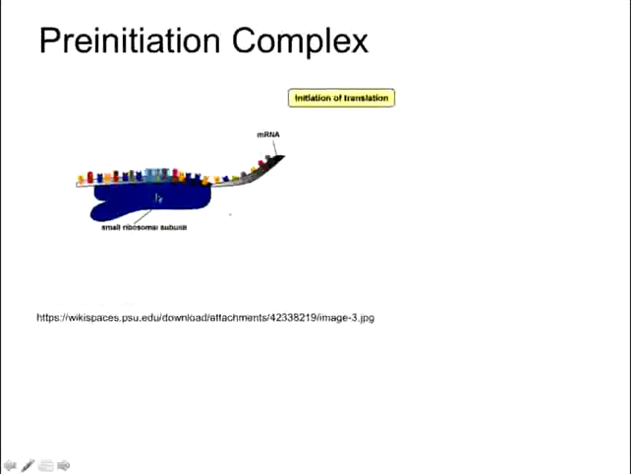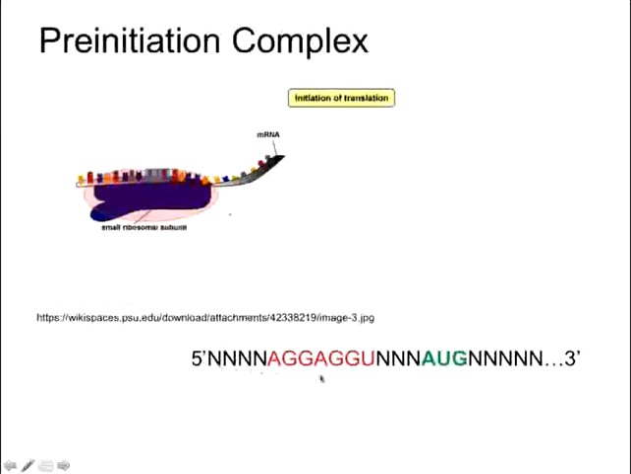So this small subunit loads on. There's a piece of ribosomal RNA that's complementary to a region up here that allows it to load properly, and I'll speak more on that in a moment. Here we can see this start codon right here, the 5' untranslated region. I just put N's for nucleotides. And then we have this consensus sequence right here.